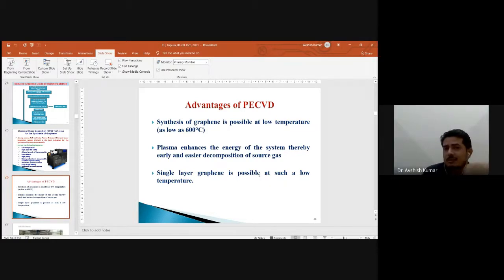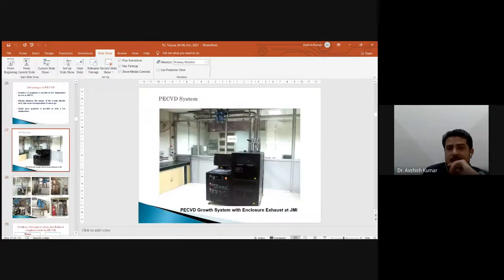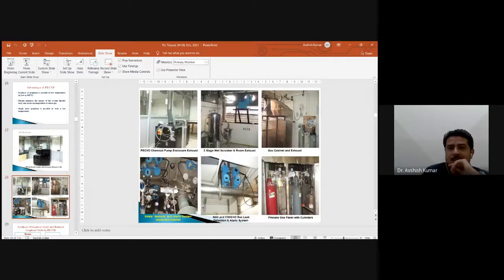So this is the beauty of this system, and this is the actual system installed at GMI, and we are using it for the synthesis of CNTs and even for the synthesis of graphene and its derivatives. You can see all the detectors are attached with this system here.